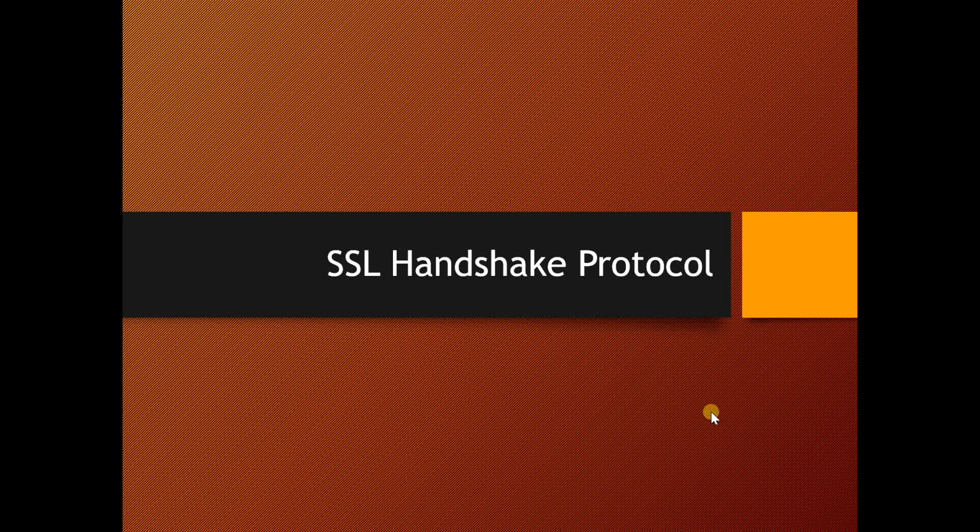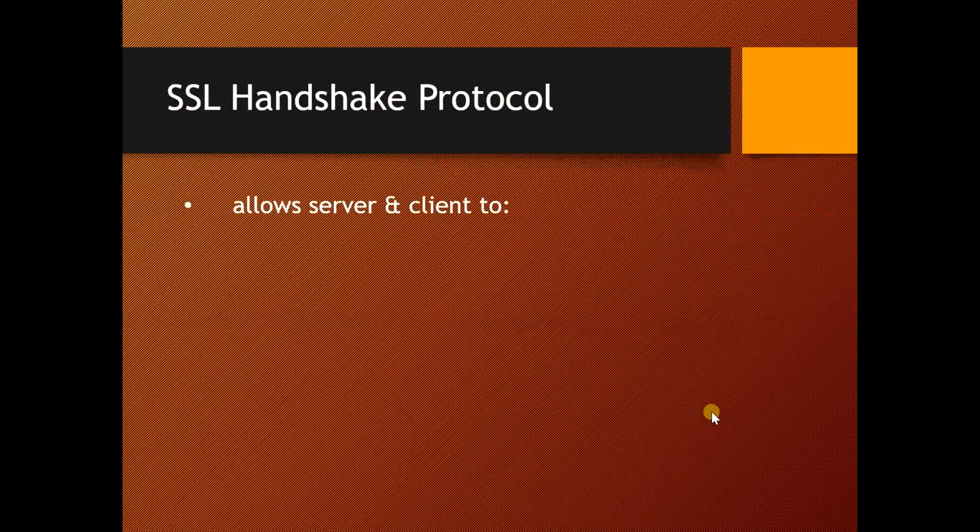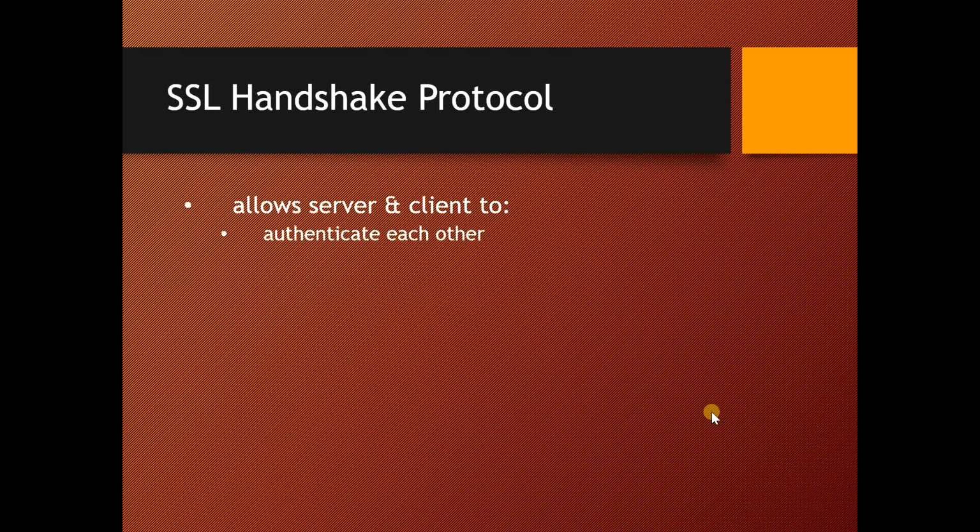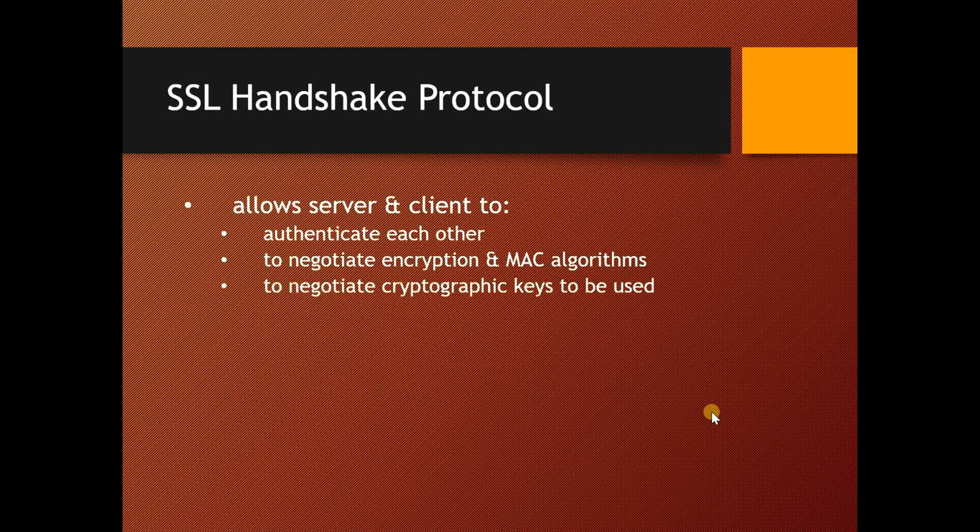As we have understood earlier, this handshake protocol is used to establish the various sessions, and this is considered to be one of the most complex parts of SSL. Mainly, this handshake protocol will allow the server and the client to authenticate each other, negotiate an encryption and MAC algorithm, and thirdly, negotiate the cryptographic keys to be used in order to protect the data that is sent in the SSL record.